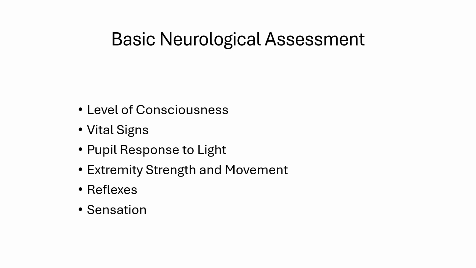So the main components of the basic neurological assessment are level of consciousness, their orientation to person, place, and time, vital signs, pupillary response to light, extremity strength and the movement of your patient. Are they coordinated? Are they unbalanced? Reflexes and sensation. Changes in any of these things can be an early sign of neurological deterioration.